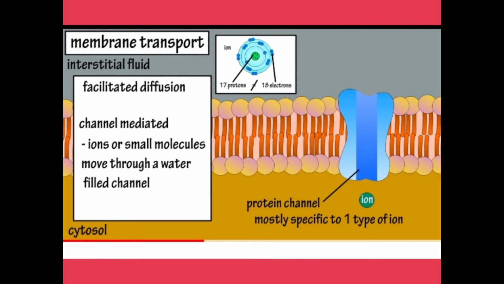This is a diagram of facilitated diffusion. In facilitated diffusion, channel mediated ions or small molecules move through a water-filled channel. In this diagram, a protein channel, mostly specific to one type of ion, lets that ion pass through it.